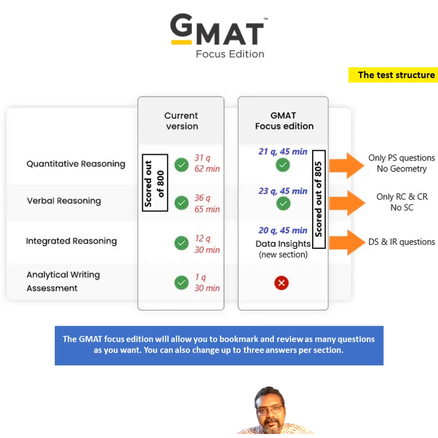Now, the data insights, that's the new section, is basically a combination of the integrated reasoning section, which was there earlier, and the data sufficiency questions of the quantitative reasoning section. So the data sufficiency questions and the integrated reasoning questions clubbed together now have 20 questions to be answered in 45 minutes. Again, since DS questions are based on the quantitative section, you do not have geometry-based DS questions as well.